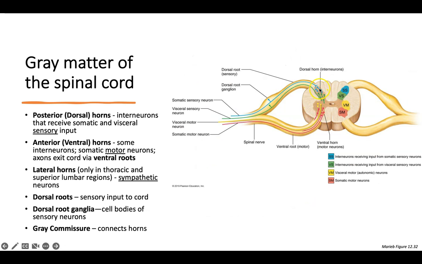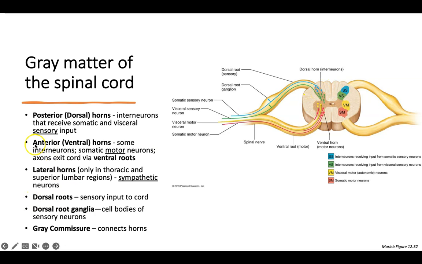Here, I can show you that with this different picture. So again, here's the posterior or dorsal horn. Here is the anterior or ventral horn. The reason I'm bringing this up so much is because they are associated with different functions. So if we're looking at the posterior or dorsal horn, that's actually receiving sensory input. So when input is coming from the periphery into the spinal cord, it's going to enter through the dorsal horn.